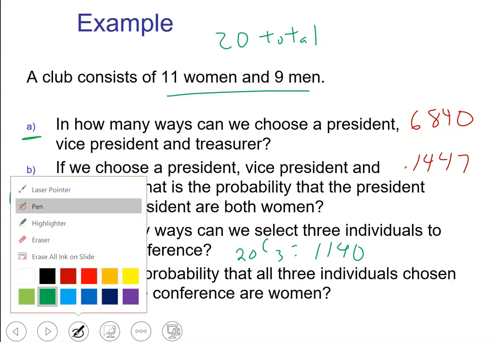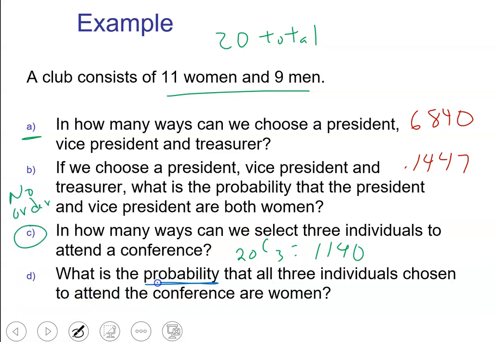Now, switching colors again. Probability. We're talking between 0 and 1. It's the probability that all 3 individuals chosen to the conference are women. So this 1,140 is our total amount of ways we can choose 3 individuals to go to the conference.